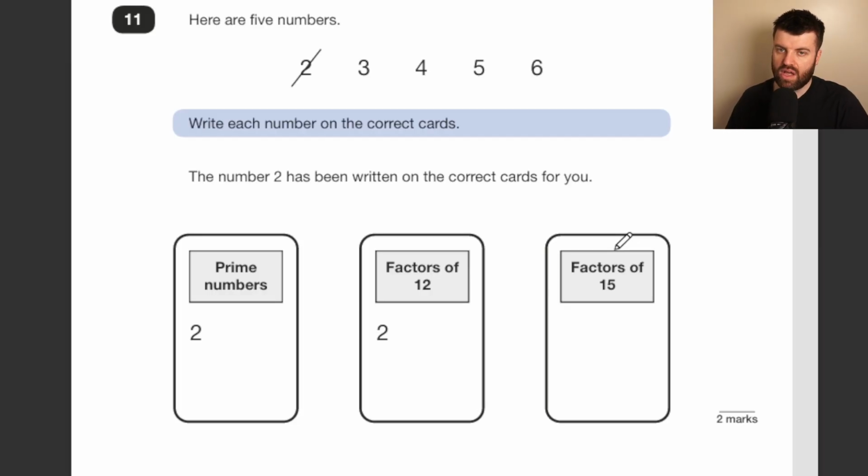Factors of a number are numbers that go exactly into it. So 2 goes exactly into 12 because it goes 6 times. 2 times 6 is 12.